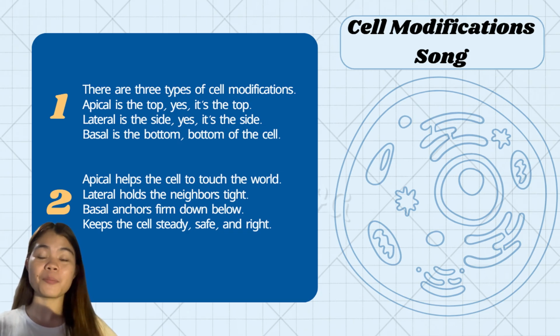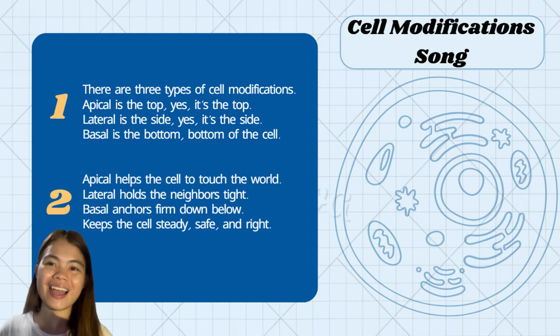There are three types of cell modification. Apical is the top, yes, it's the top. Lateral is the side, yes, it's the side. Basal is the bottom, bottom of the side. Second verse, here we go. Apical helps the cell to touch the world. Lateral holds the neighbors tight. Basal anchors firm down below. Keeps the cell steady, safe and right.